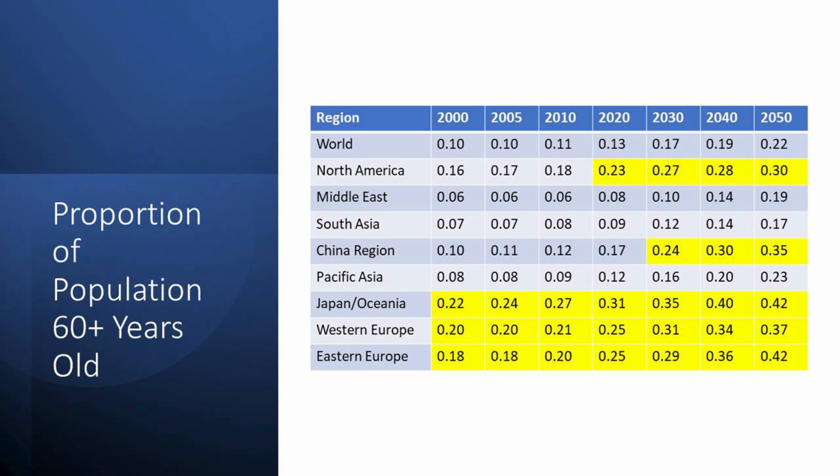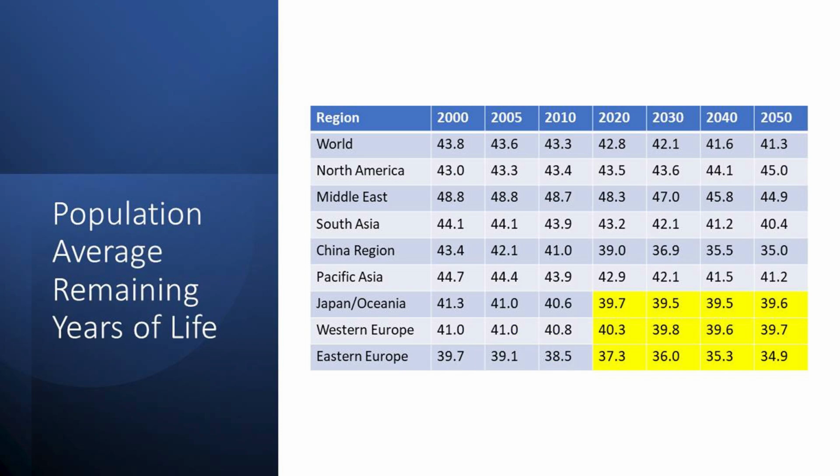Proportion of population 60 plus years old. Again, you see up there North America. Again, we're aging. I'm just showing you data in different forms that show you how the world, North America, the US are getting older. Population average remaining years of life. Again, you see Japan, Western Europe, Eastern Europe, much older than we are. And I'll talk in a minute about age expectations because those are changing as well.